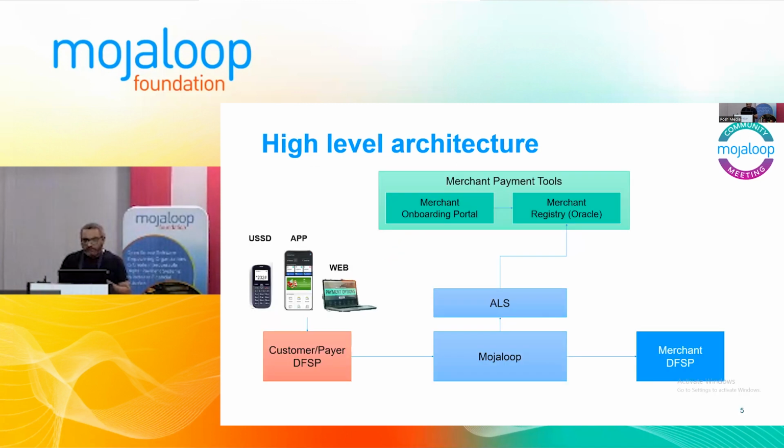So the high level architecture would be something like this. You can see the box in the green on top. These are the two components. One is an onboarding portal. It's optional. A DFSP who is participating in a Mojaloop scheme and onboarding merchants, they can use this onboarding portal. And if they don't want, they can directly populate or request addition of merchants in the registry.